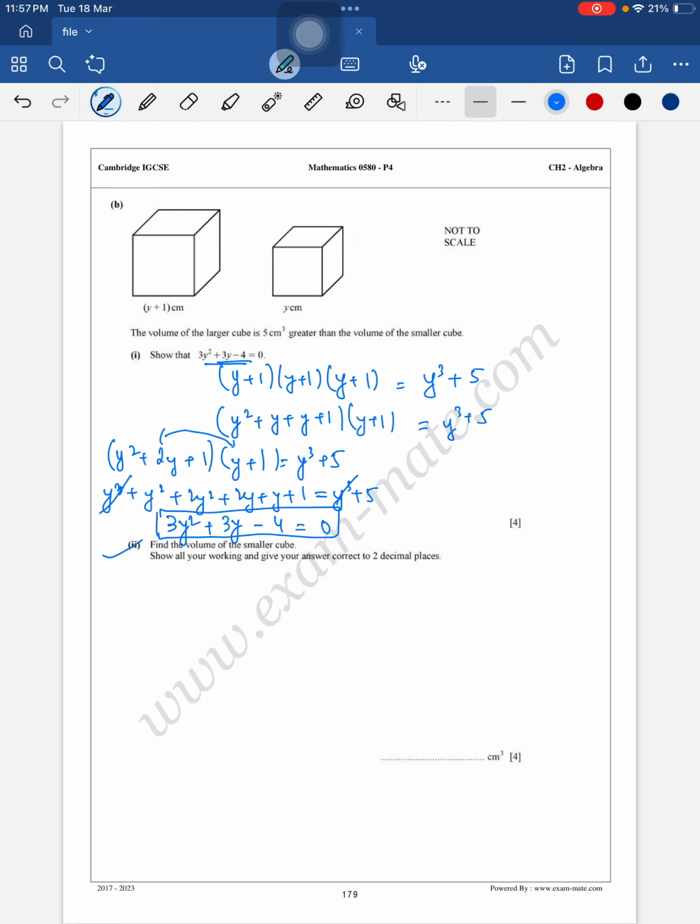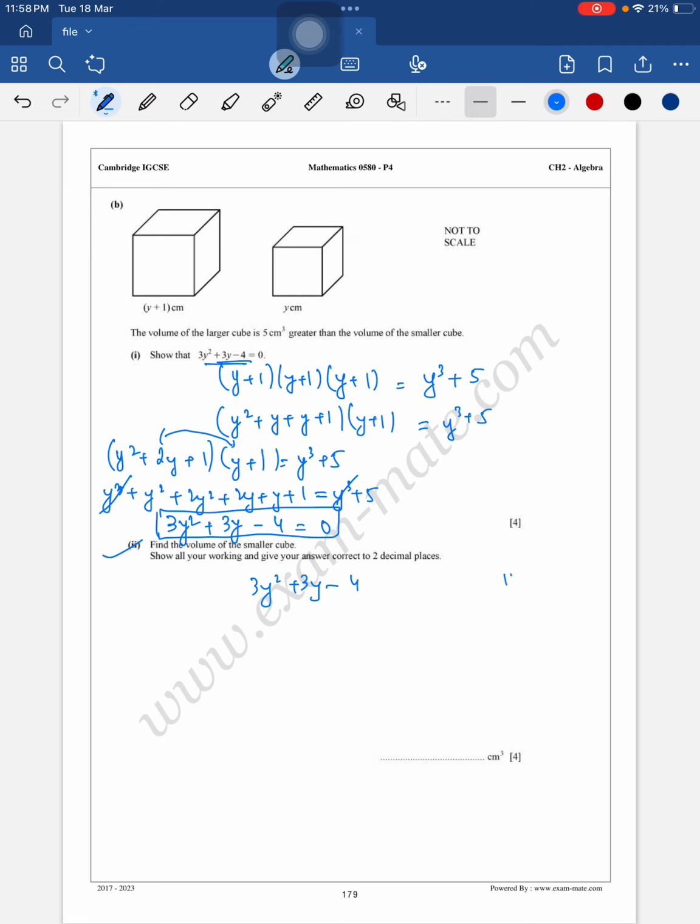Smaller cube volume is y cube. This is y cube plus 5 and the smaller cube is y cube. We want to find out basically this part, y cube. So in order to find y cube, I need to know the value of y, which we are unknown of, right? So working for that, 3y square plus 3y minus 4.